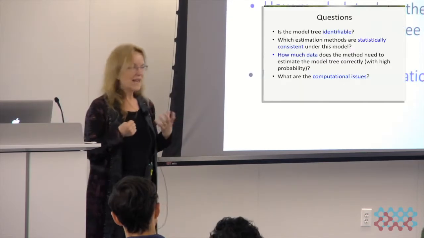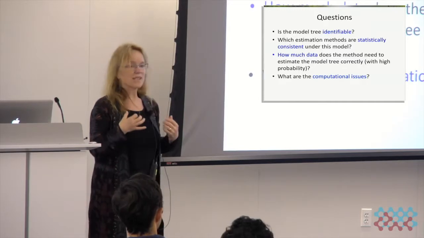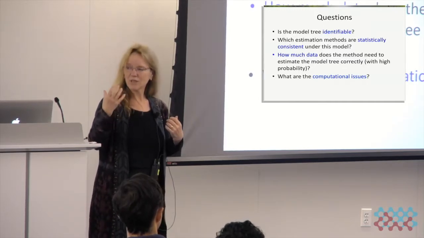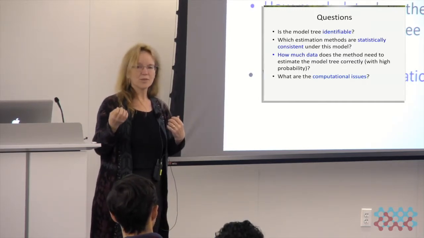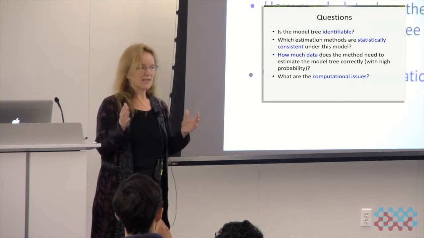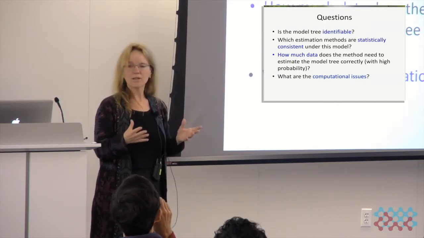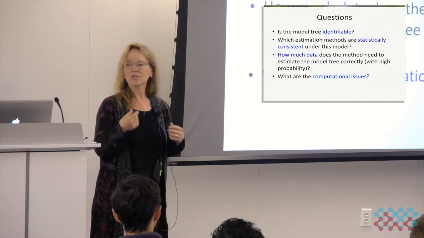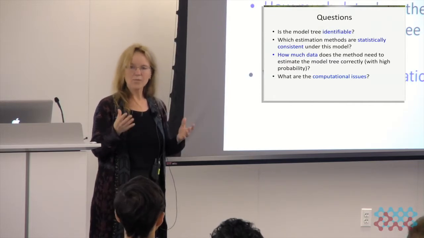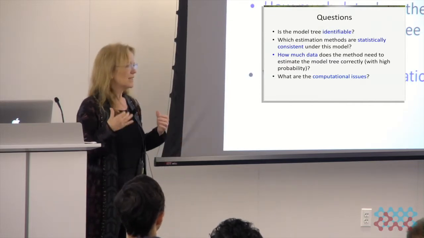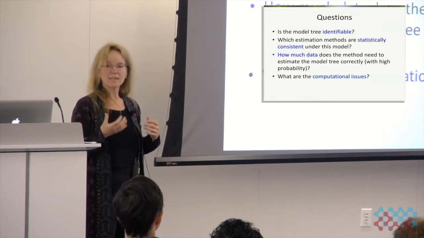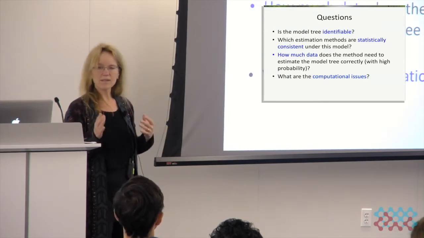Okay, so we can ask things like, is the model tree identifiable, which means is it actually recoverable from its probability distribution? Yes or no? It's a question about the model. Some models are, some models aren't. Jukes Cantor is, general time reversible is, not all models are. But now, if a model is identifiable, you can say, is your method statistically consistent? Some methods are, some methods aren't.